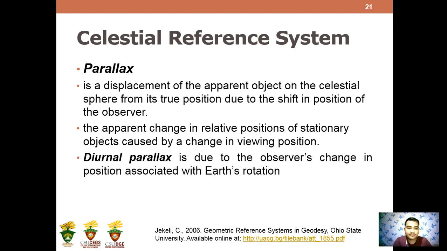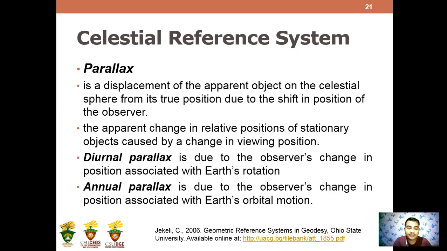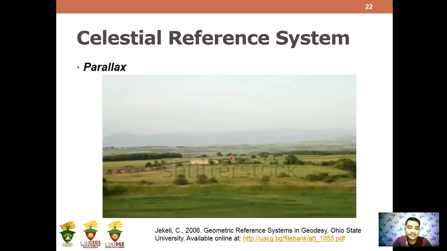So we have also diurnal parallax. This is due to the observer's change in position associated with the Earth's rotation. And we have again annual parallax for observer change in position associated with the Earth's orbital motion. Again, diurnal is for Earth's rotation, which is 1 day, and annual is for orbital motion, which is 1 revolution, 1 year. So this is an example of a parallax class.